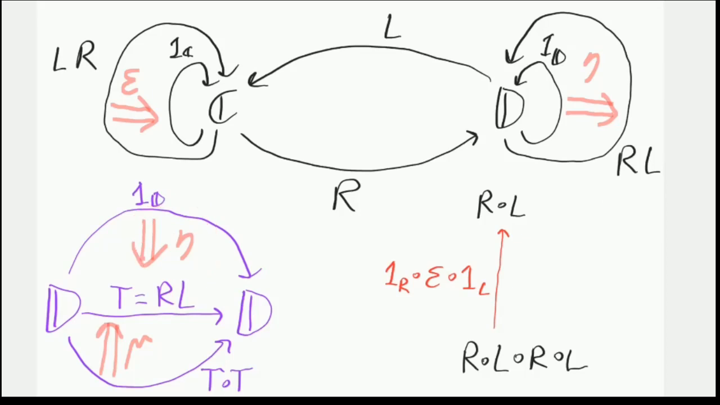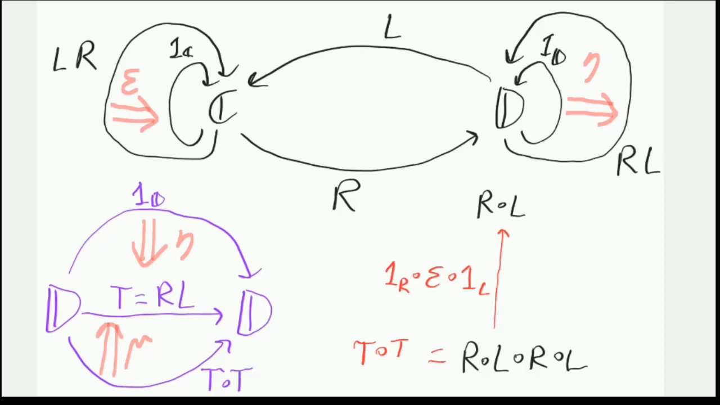And so finally, how do we get this multiplication natural transformation mu here? Well, we can do that too. Okay, so if we think about what is T after T, well, we know T is R after L. So T after T is just R after L after R after L.